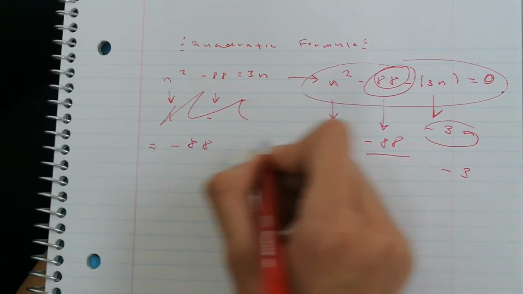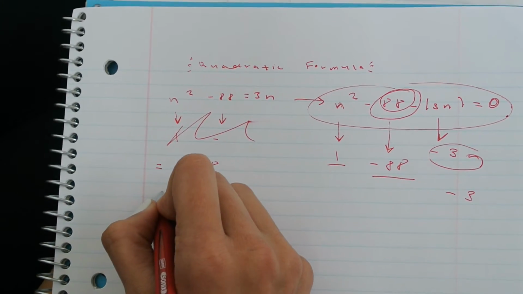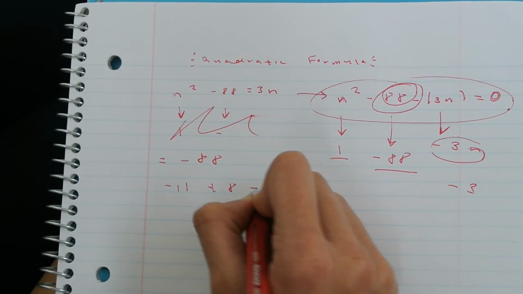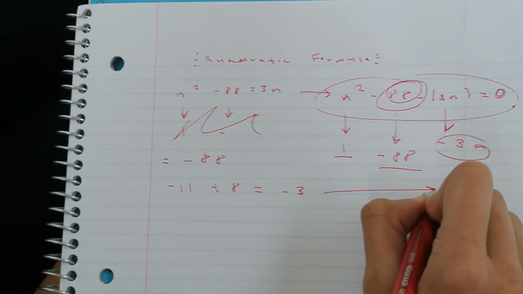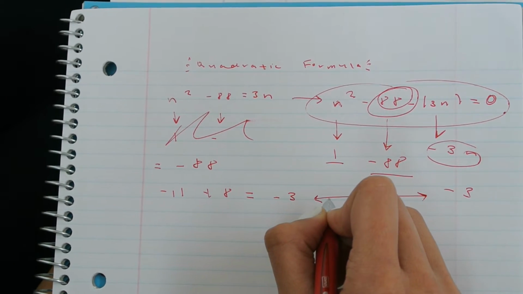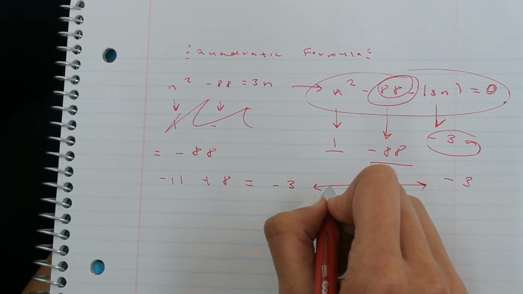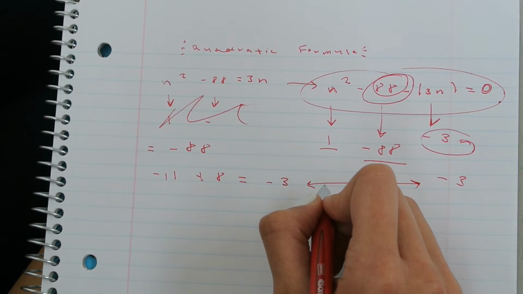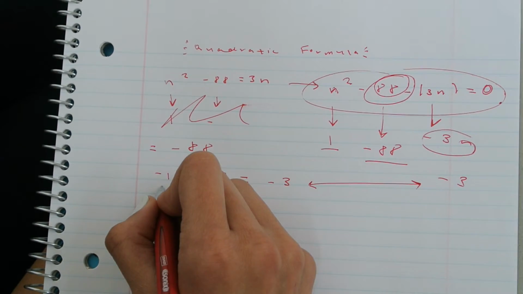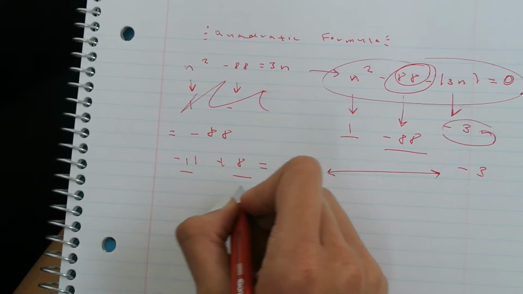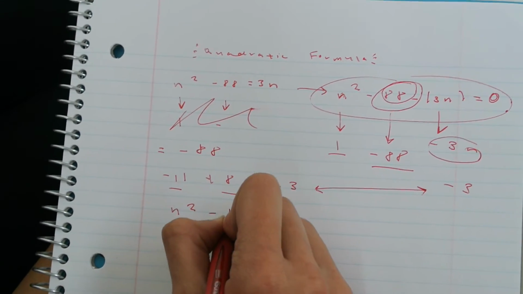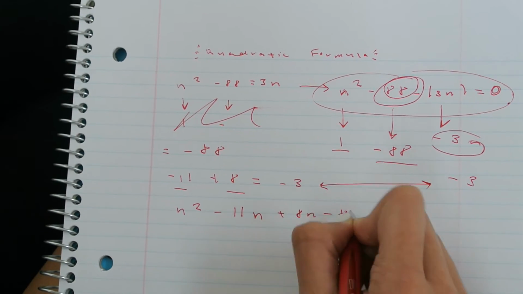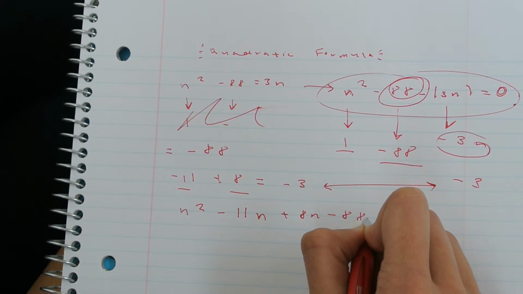Going through the whole factor list, you figure out that negative 11 plus 8 equals negative 3. Then you're going to rewrite the polynomial, splitting the middle term using the two factors found in step 2 above, which is, again, negative 11 and 8. And that equals n squared minus 11n plus 8n minus 88.